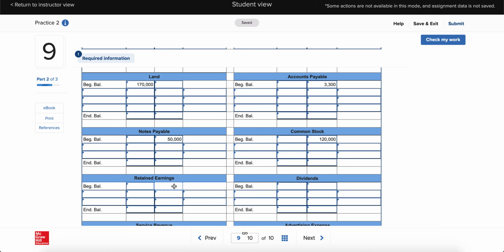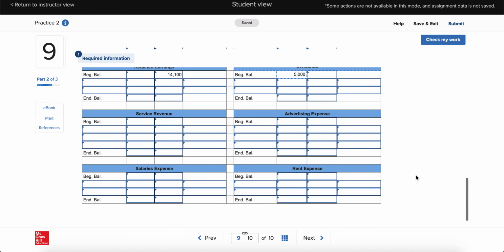Retained earnings also is a stockholders' equity account, $14,100. Dividends should have a debit balance. Remember that dealer chart: dividends, expenses, and assets have debit balances, and that's how you increase those accounts.